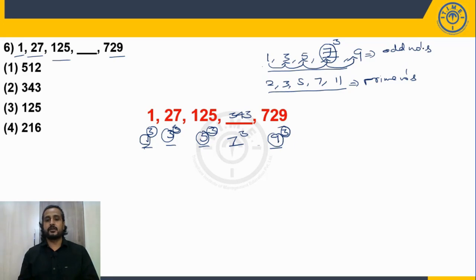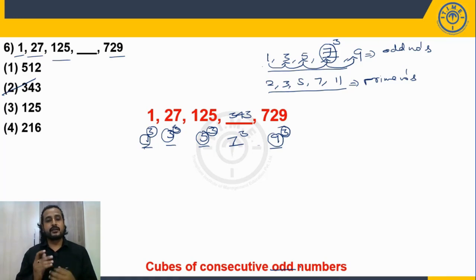Please be careful while you are choosing. So 1 cube, 3 cube, 5 cube, 7 cube, 9 cube. 7 cube is 343. So choice 2. What is the logic given here? Cubes of consecutive odd numbers. So here also, we are identifying the given numbers as cubes, then checking that classification of numbers. Quite simple, right? All these 6 examples we have discussed come under the category of consecutive series.